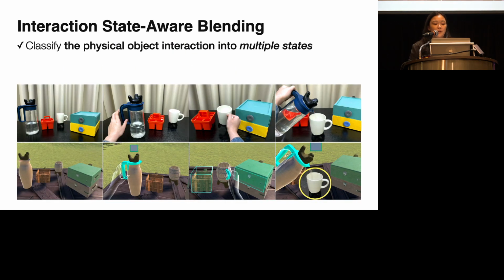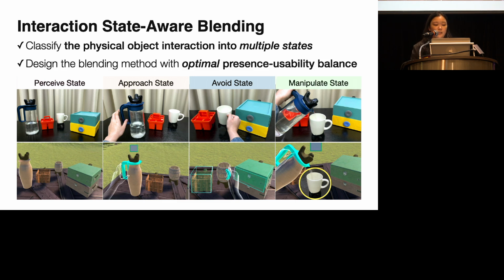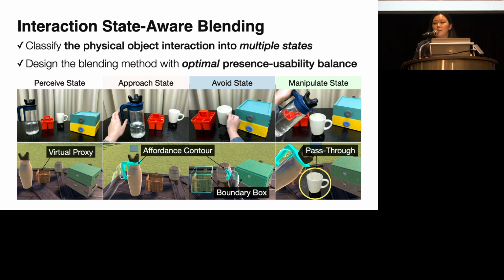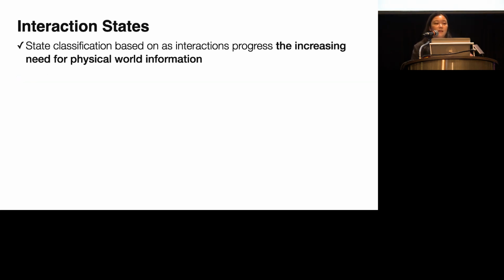To realize this, we categorize the user's physical object interaction context into 4 states: perceive, approach, avoid, and manipulate. For each state, it employs the most optimal blending methods: virtual proxy, affordance control, boundary box, and pass-through to provide the best balance between presence and usability. The key idea of state classification is based on our observation that as interaction progresses, users gradually need more information about the physical world.